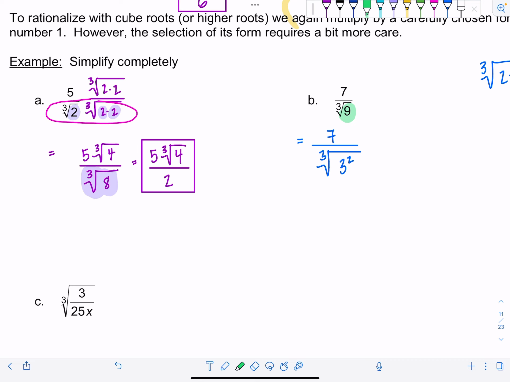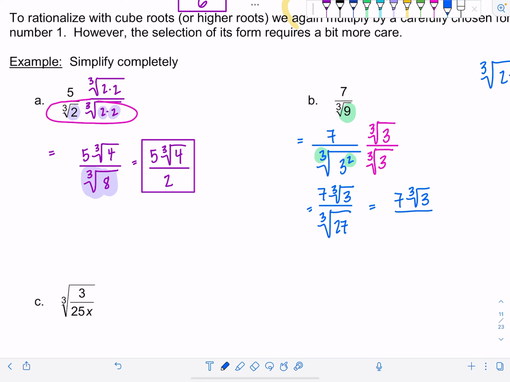So now look, I already have 2 factors of 3, 2 copies of 3. We're taking a cube root. I only need 1 more, so I only need one more cube root of 3. And then you're going to multiply by the exact same thing in the numerator. The denominator is just going to end up being 3. You could write cube root of 27 if you're so inclined, but I think it's obvious because we're careful little mathematicians here. So we're left with 7 cube root of 3 over 3. That's it. Very good, very good.